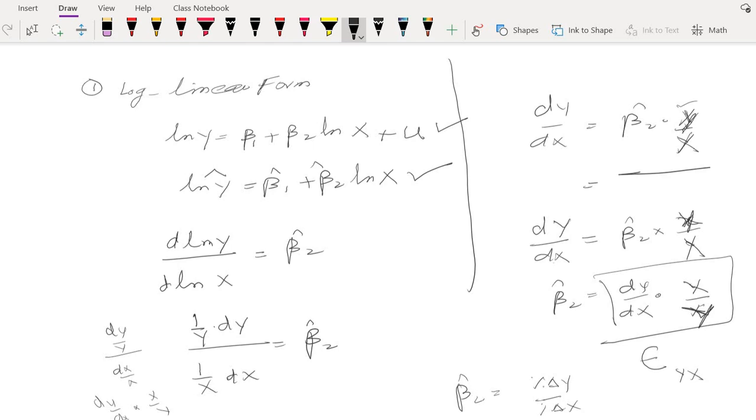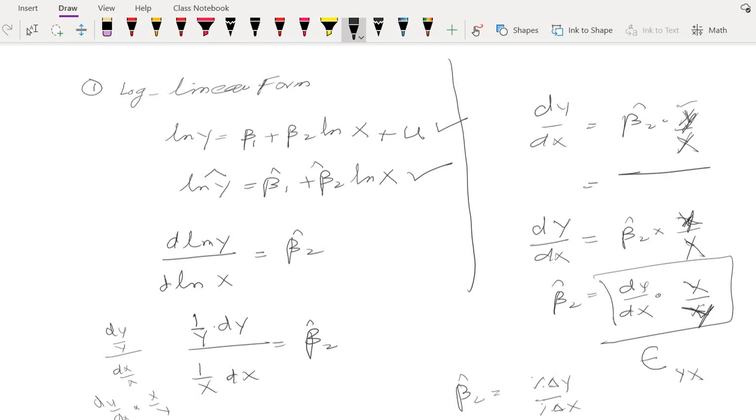Whereas in order to explain the slope, we will say if x is increased by 1 unit, what is the corresponding change in dy, or how many units the y will change. The answer is beta 2 hat into y by x. So this is quite ambiguous to explain until and unless we have a number. So moving on, we are done with this log linear form.